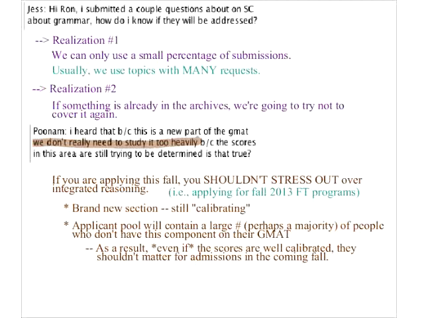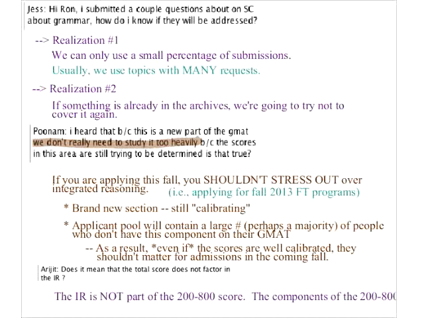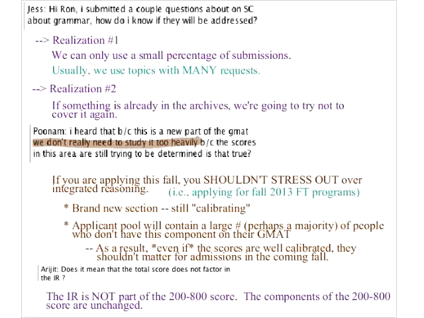Okay, last question before we get started: this is correct. It's not part of the 200 through 800 score. The components of the 200 through 800 score are unchanged. So for now, the test is the same test that you have come to know and love. It has this extra little experimental part attached to it, but it's the same test at the end of the day.